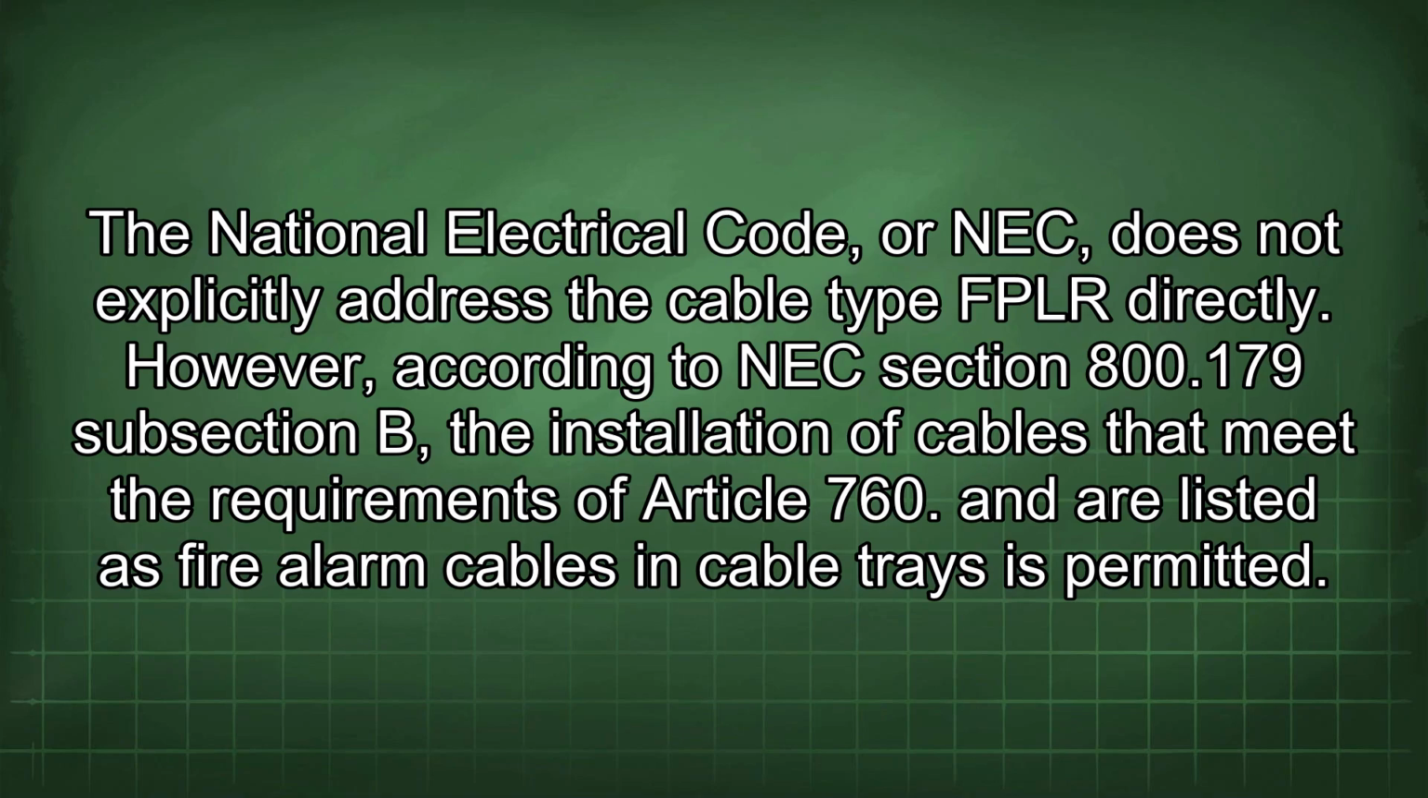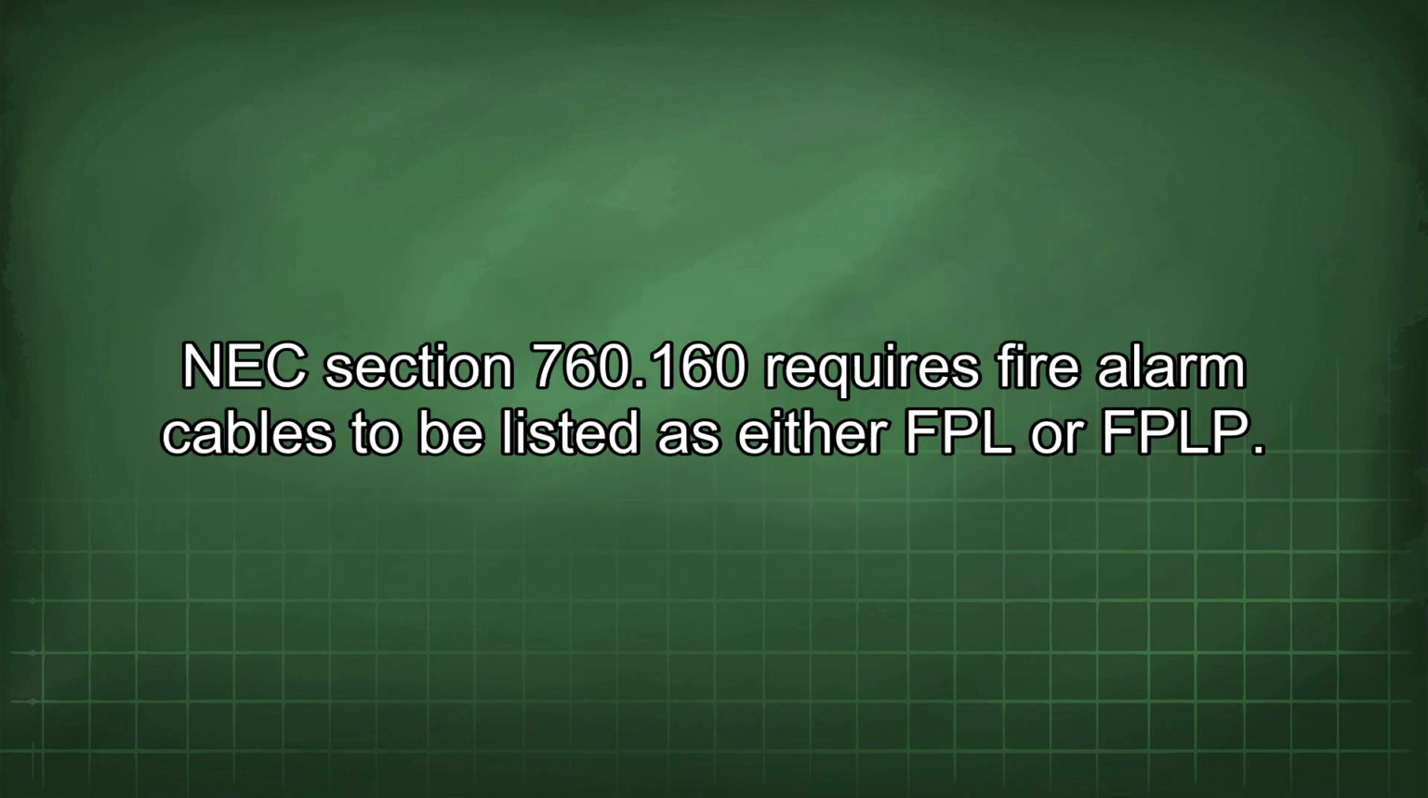The National Electrical Code, or NEC, does not explicitly address the cable type FPLR directly. However, according to NEC section 800.179 subsection B, the installation of cables that meet the requirements of Article 760 and are listed as fire alarm cables and cable trays is permitted. NEC section 760.160 requires fire alarm cables to be listed as either FPL or FPLP.